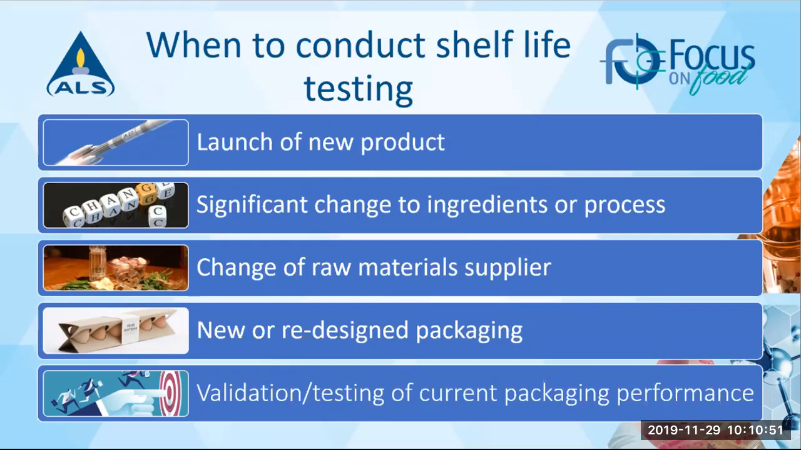Also, though, if you make any changes, certainly significant ones, to either the ingredients or the processes, whether you have a new supplier or new redesigned packaging, it's also important to revalidate any shelf life that you may have attributed to the product through robust follow-up testing. Also, many businesses, as part of current quality control processes, undertake regular validation testing of packaging performance and shelf life, just to make sure that everything is performing as it should.